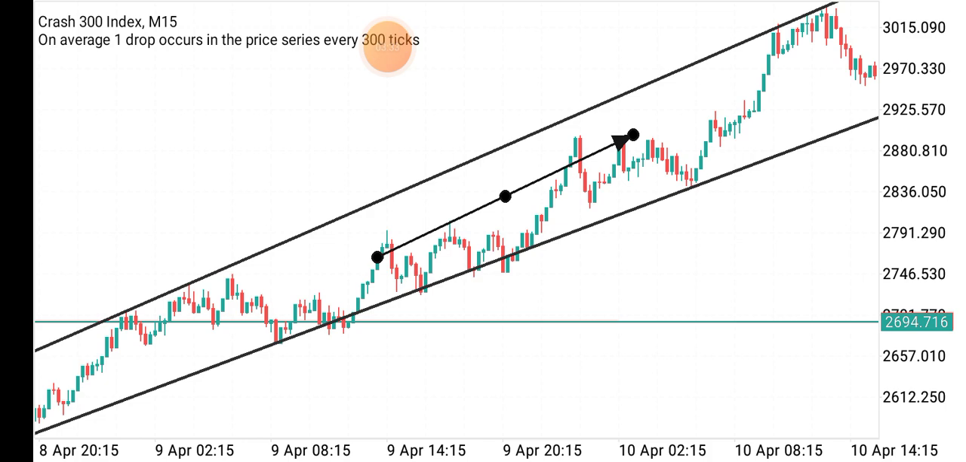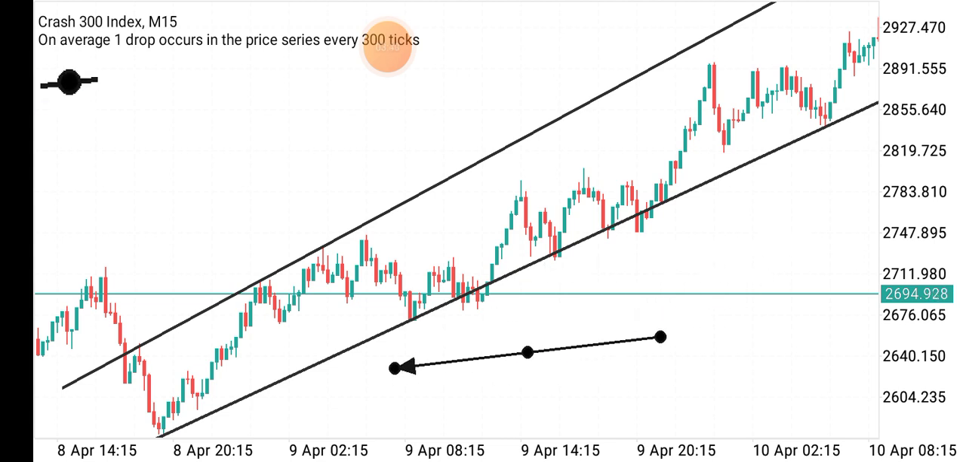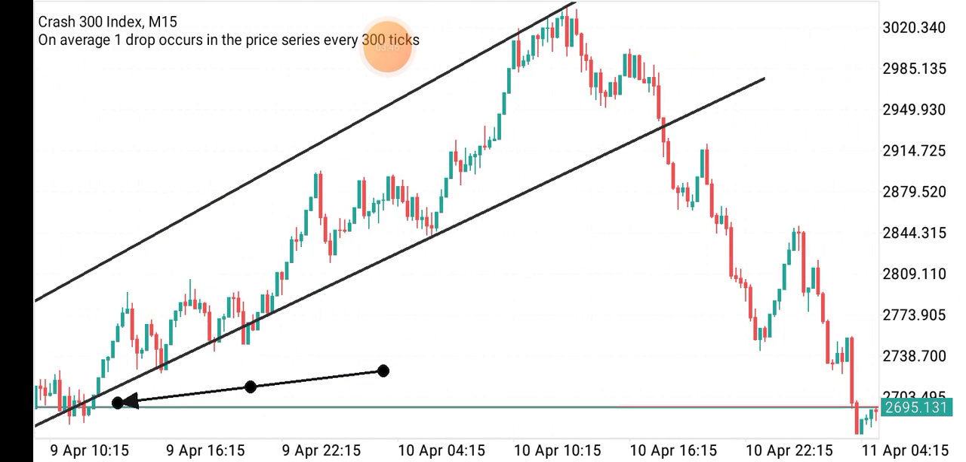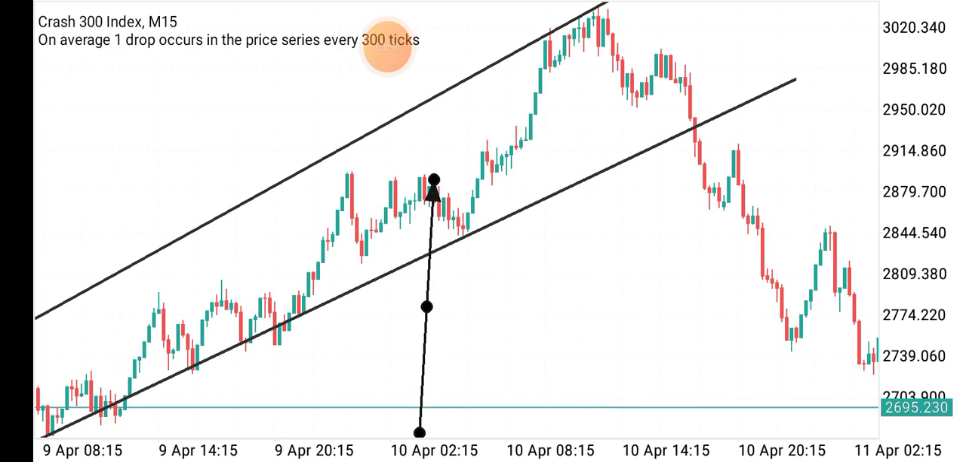And how did I do that? I applied this idea of change of character. For that, you must first understand market structure: higher highs, higher lows, higher highs, higher lows. Since the market was bullish, I will look for the higher low that the market will be sweeping after breaking out of the trend line.